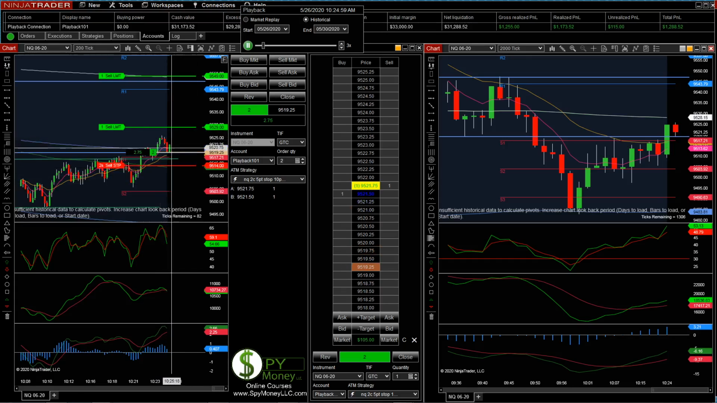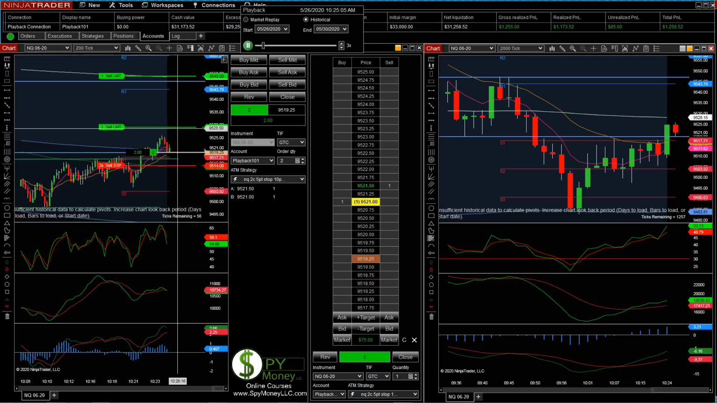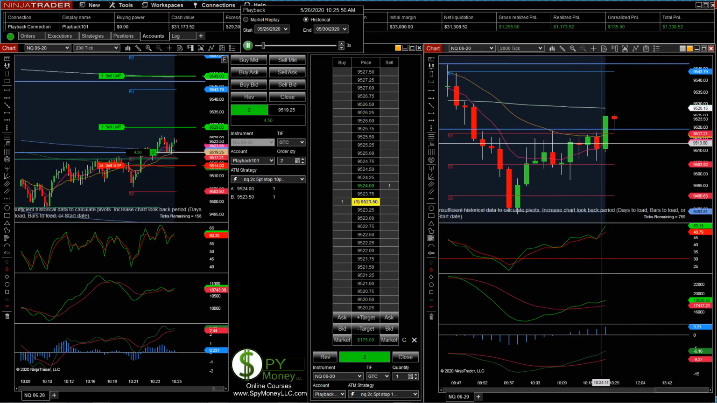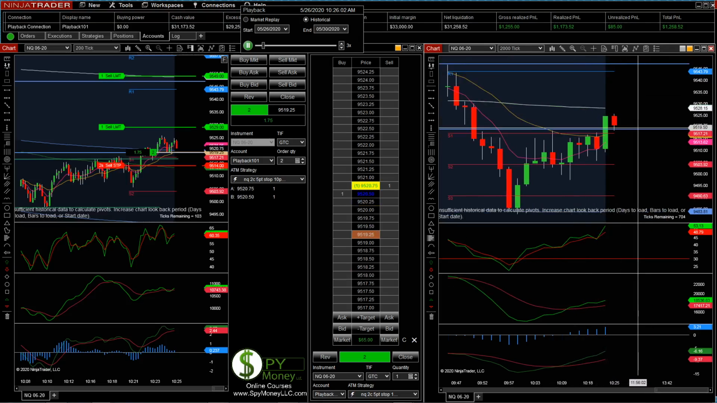Now that's a little pullback there, and it should run on up and take this profit out there, and then it'll raise my stop at that point. That's what it should do. Now looking at your 2000 tick over here, it's showing that it's possibly going to continue to go right on up.